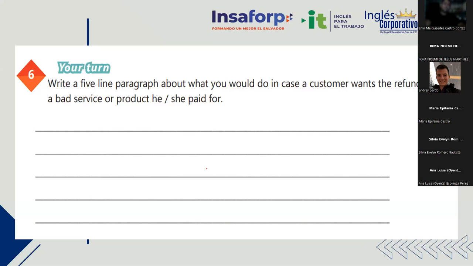Very nice. Now, check this. You're going to write a 5-line paragraph about what you would do in case a customer wants a refund due to a bad service or product he or she paid for. Remember I shared some sentences earlier? I'm going to give you about 8 minutes to write this paragraph. Here you can join ideas and work all together, and complete the five lines among everyone in the group. Okay? This is not individual.